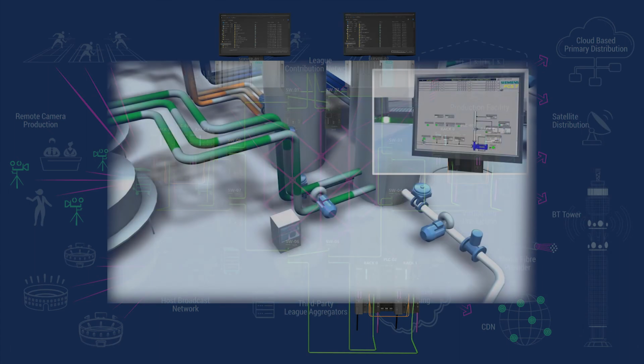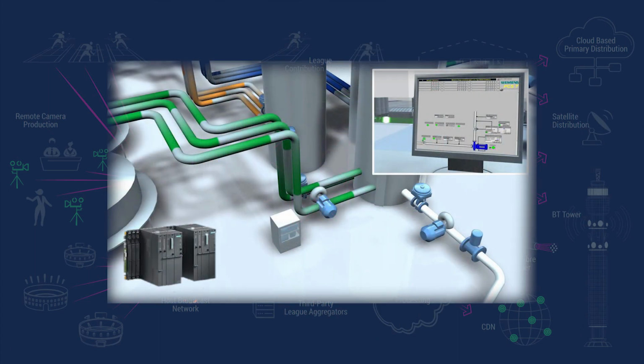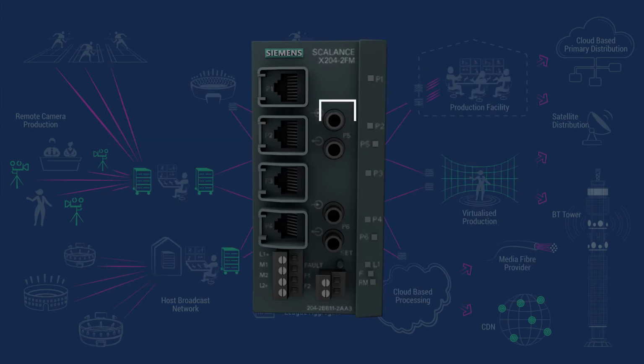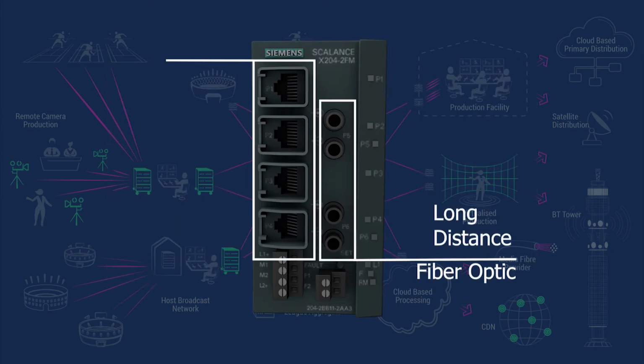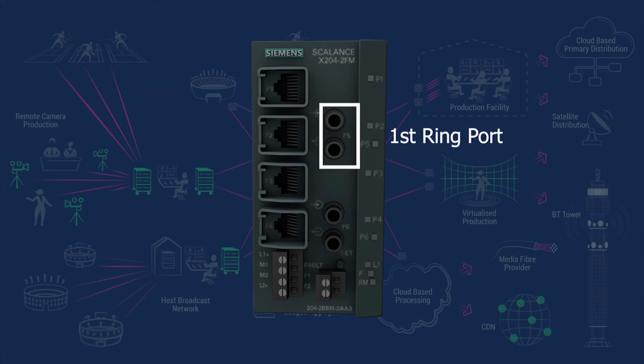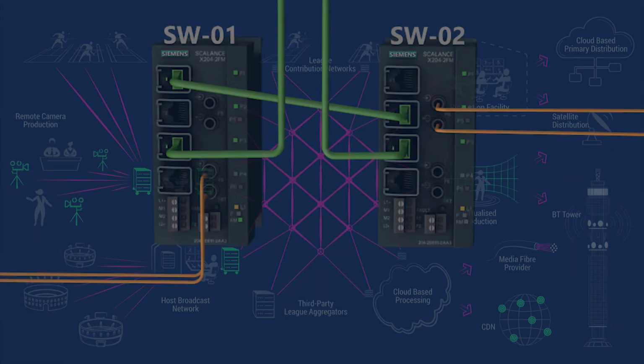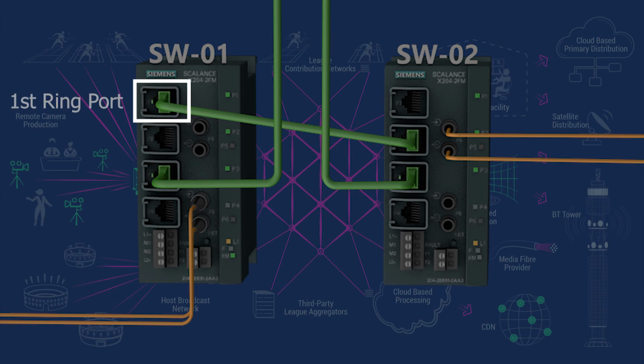Sometimes the distance between servers and PLCs is too long. In this condition, you can also create a ring network by a combination of fiber optic port and RJ45 port. For this purpose, select any one fiber optic port as one ring port and any RJ45 as the second ring port, or vice versa. In this example, you can see switch 1's first ring port is P1, which is connected to the P2 port of switch 2. P2 is configured as the second ring port of switch 2.